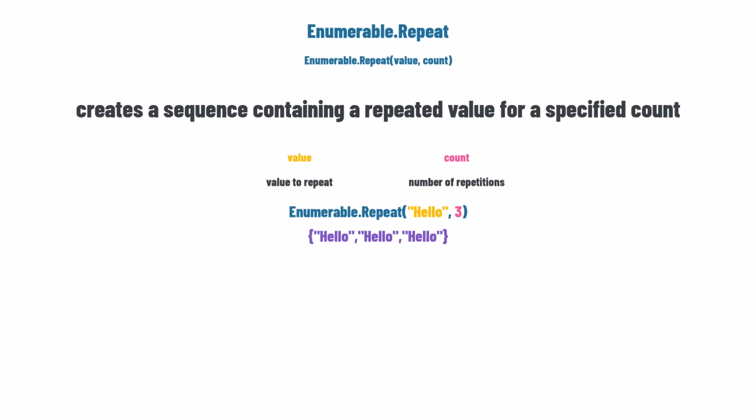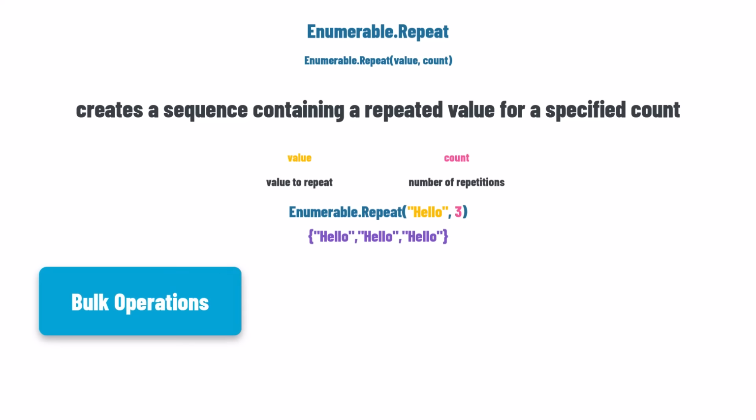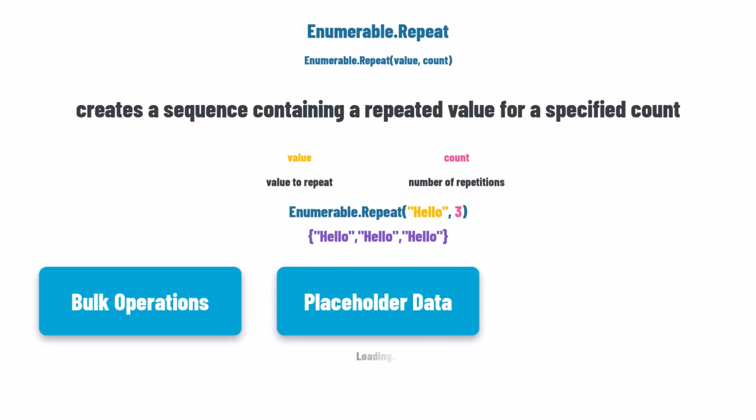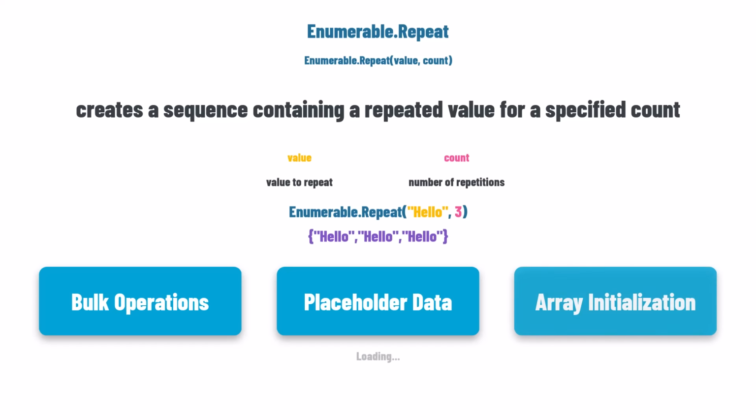Practical applications include sending a recurring reminder email, generating placeholder content, like repeating the word loading 5 times while waiting for data, creating arrays or lists with default values, such as an array of integers containing 20 items with the value 10. That wraps up the Repeat method.